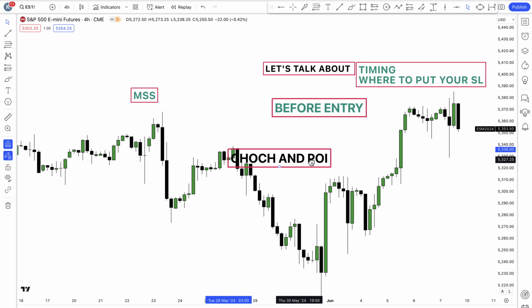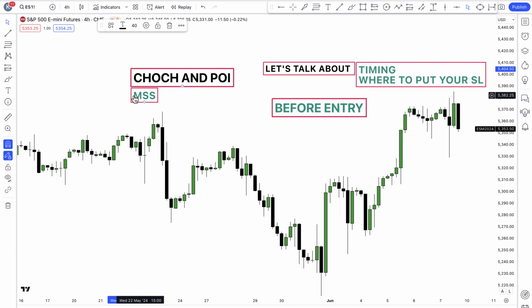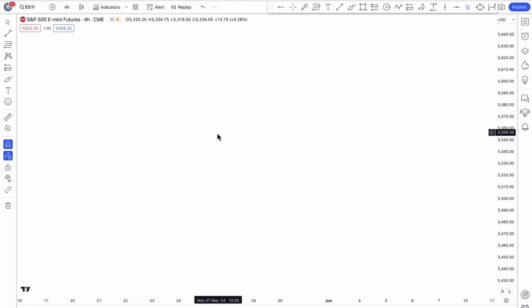So we have this thing called change of character. In other words, we call it market structure shift. And then this thing called point of interest. Of course, this is not encapsulating everything about ICT concepts or smart money. But let's talk about these two powerful things that you need as a final confirmation before taking an entry. So let's look at what exactly a market structure shift, or change of character, is.